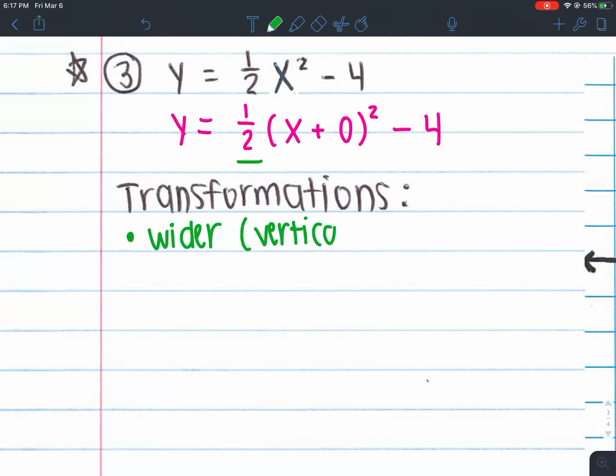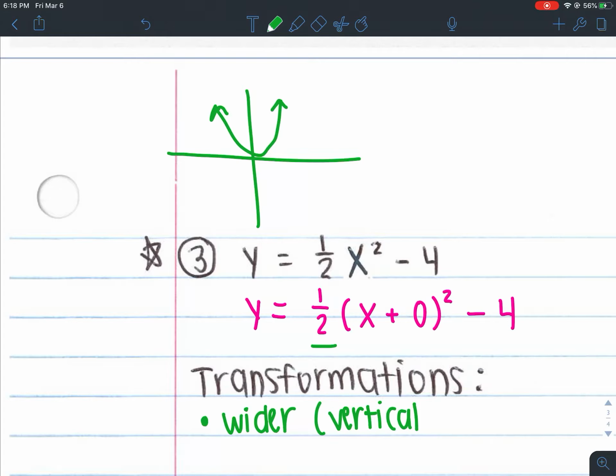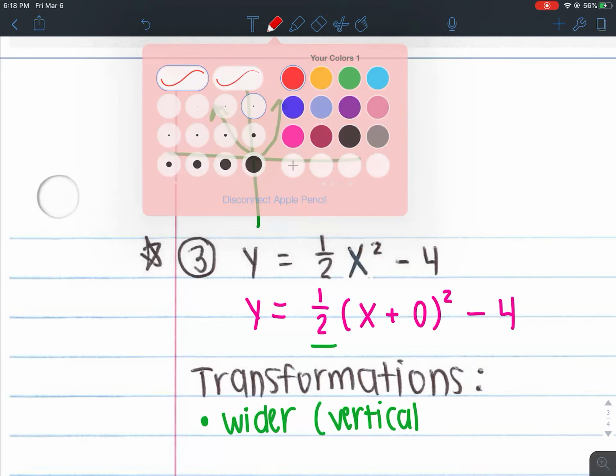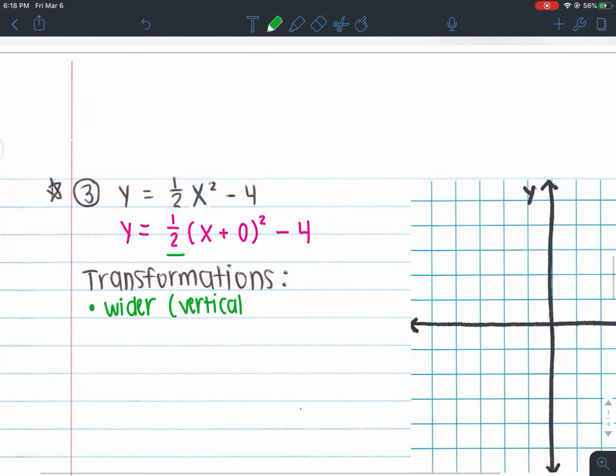Also known as a vertical. Do we remember which one? Let's think about it. If I have a quadratic like this and I do a vertical, I want to make it wider. Would I compress it or stretch it? I would compress it, right? I would squish my y-axis. I would take the top, take the bottom, squish them towards each other, and then it would make my quadratic even wider. It would flatten it out. So this is going to be a vertical compression, also known as making it wider.